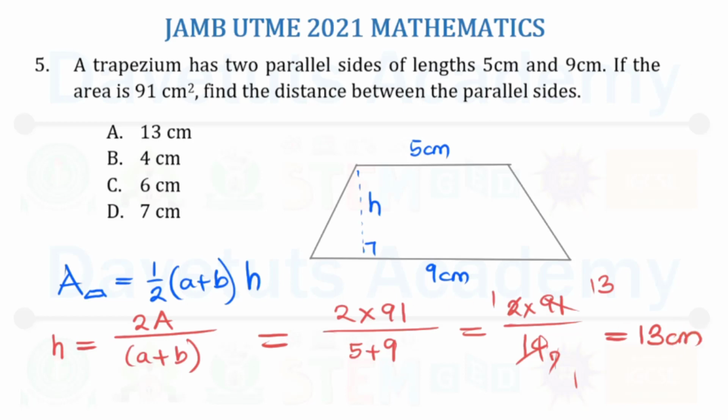And what is helping us to actually solve this question holistically is our understanding of the fact that the area of a trapezium is half multiplied by the sum of the parallel sides multiplied by the distance between them, and that is done and dusted.